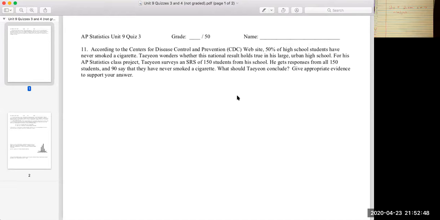Taeyeon wonders whether this national result holds true in his large urban high school. Large urban, I'm thinking 3,000, 4,000 students. Yeah, it's a lot of students. For his AP statistics class project, Taeyeon surveys an SRS. So it's not a simple random sample, it's an SRS of 150 students from his high school. He gets responses from all 150 students, and 90 say that they have never smoked a cigarette. I'm immediately thinking a proportion. What should Taeyeon conclude? Give appropriate evidence to support your answer.